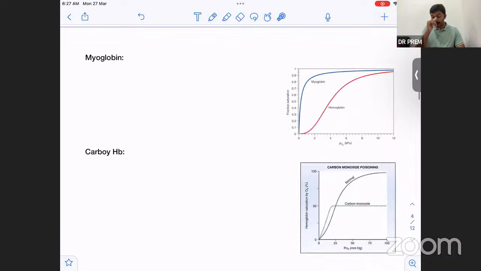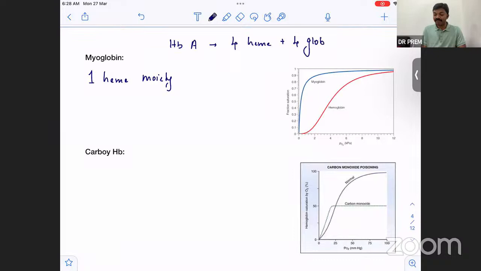Coming to myoglobin and carboxyhemoglobin. Myoglobin has only one heme moiety. You know very well, when it comes to hemoglobin A, adult hemoglobin, there are 4 heme moieties and 4 globin chains, 2 alpha, 2 beta. When it comes to myoglobin, there is just one heme moiety, and just one globin chain. Because there is one heme and one globin, even though there is just one heme, there is going to be enormously high affinity for oxygen.